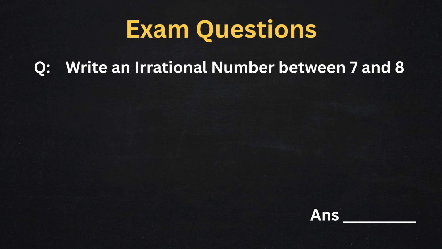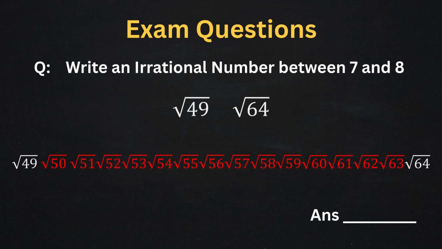In the first step, we write 7 as under root 49 and 8 as under root 64. Between the rational numbers under root 49 and under root 64, we have under root 50, under root 51, under root 52 to under root 63. All these square roots between under root 49 and under root 64 are irrational numbers and their values would be between 7 and 8. So you can choose any one of them. Let's randomly pick under root 57.